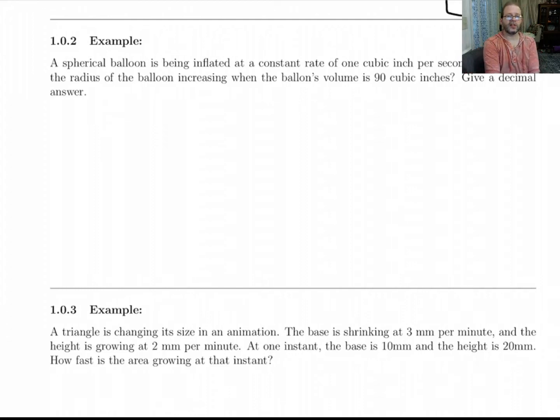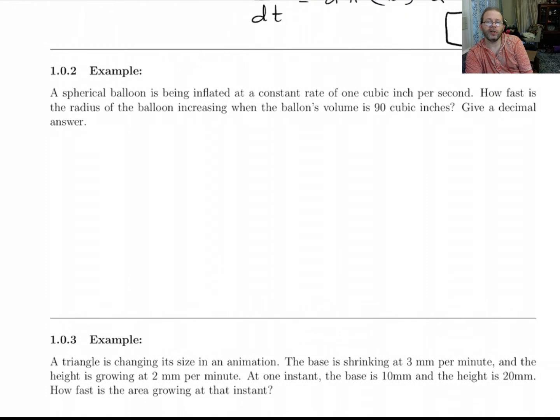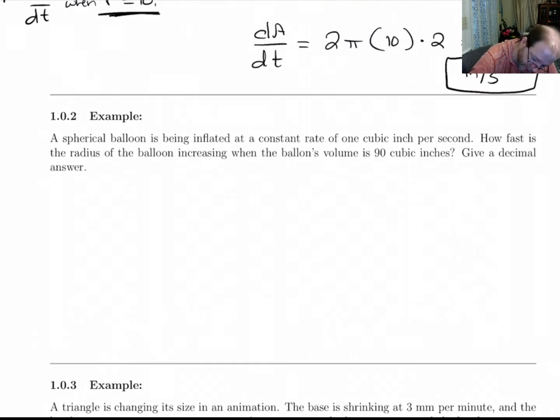All right, let's look at this next problem. A spherical balloon is being inflated at a constant rate of 1 cubic inch per second. How fast is the radius of the balloon increasing when the balloon's volume is 90 cubic inches? Give a decimal answer. First thing we need to do here is come up with the formula for the volume of a sphere. If you don't know that, you can look it up. It's V equals 4/3 pi r cubed.